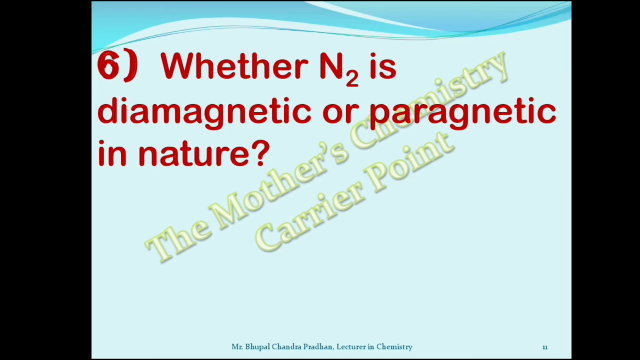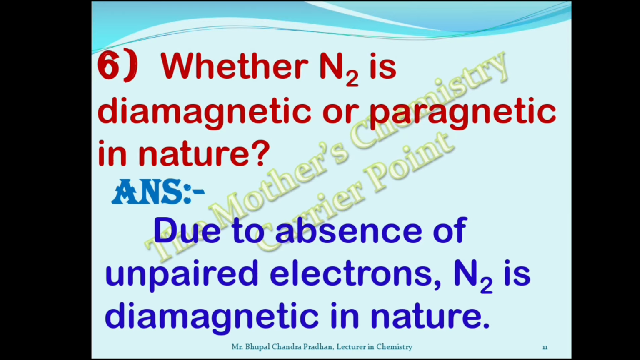Whether N2 is diamagnetic or paramagnetic in nature. How can you identify the magnetic nature of a substance? Here, in the case of N2, there are no unpaired electrons. Due to the absence of unpaired electrons in the MO diagram, nitrogen is diamagnetic in nature.